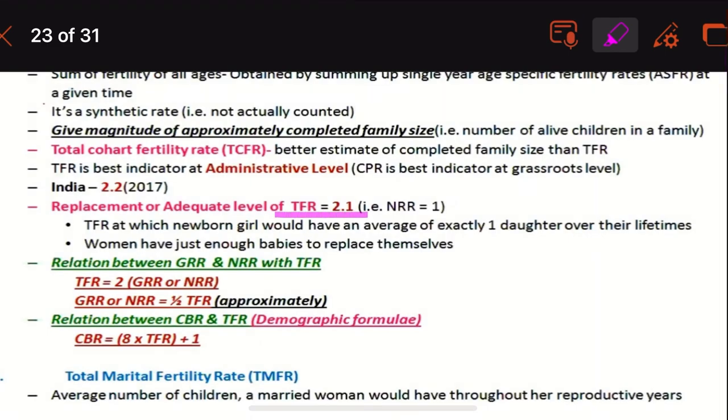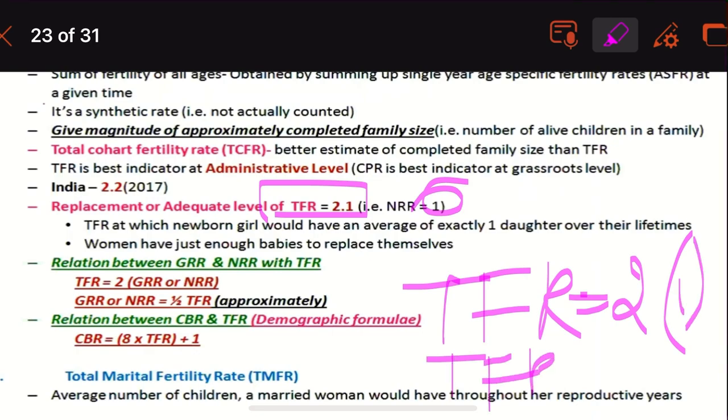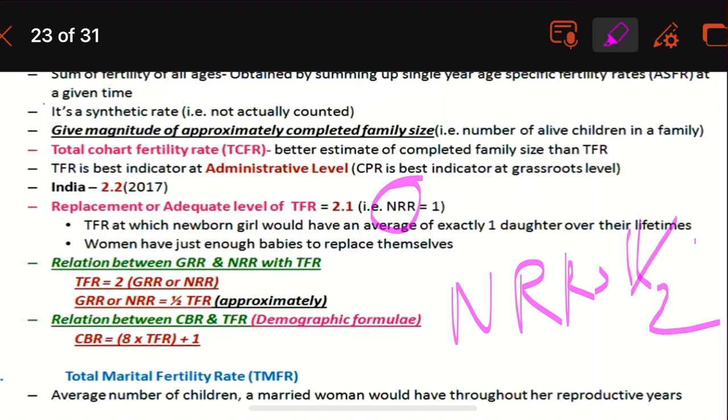Here you can see the total fertility rate is 2 times the net reproductive rate. What is the net reproductive rate in India? 1. So the total fertility rate is 2. It is 2 times the net reproductive rate. And if you want to calculate the net reproductive rate, it will be approximately half of the total fertility rate. Very simple, reverse of this.